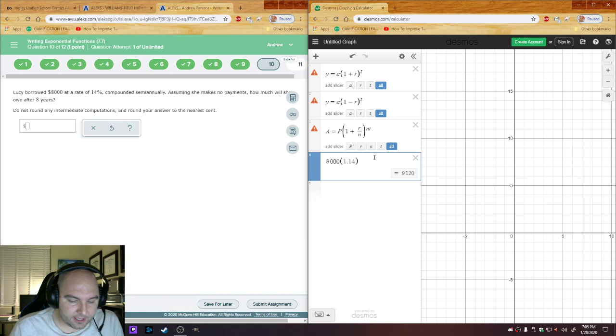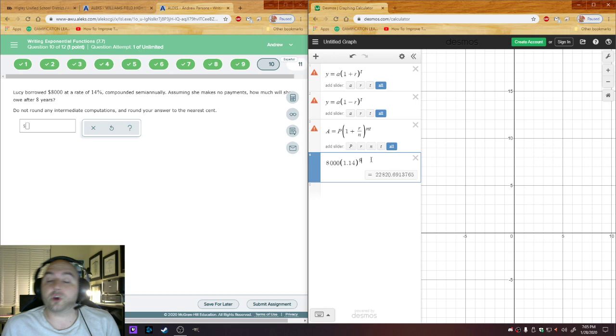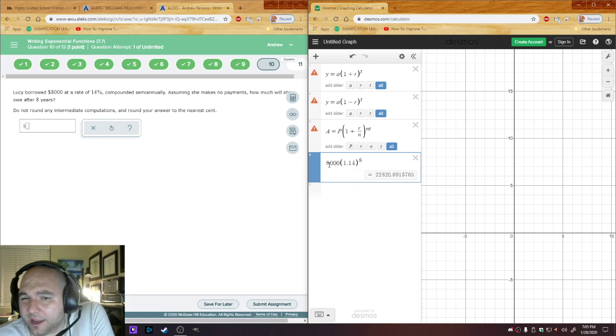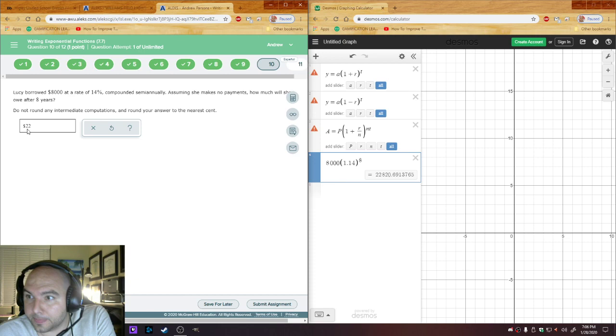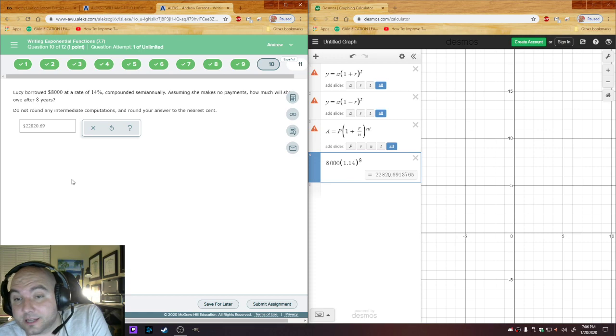All right, and then I'm going to raise this to a certain power, and it says after 8 years. There you go, 8 years. I didn't need to put y equals or anything. I could make the formula y equals blah, blah, blah, this to the t, but they don't want the equation. They just want the price you'll pay in 8 years. And so I went right for it. It says do not round any intermediate computations, but do round your answer to the nearest cent. Cent, not dollar. So 69 cents is where this is cut off. 22,82069.